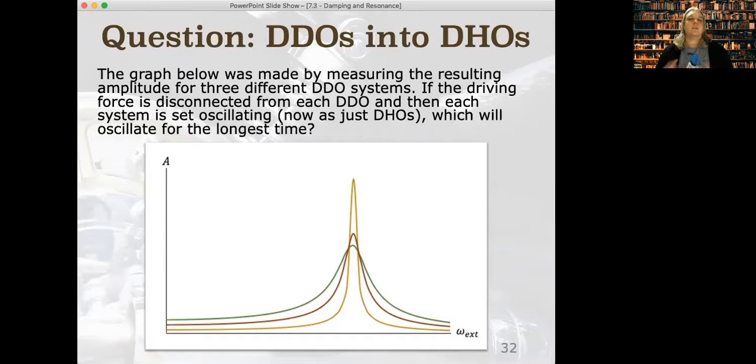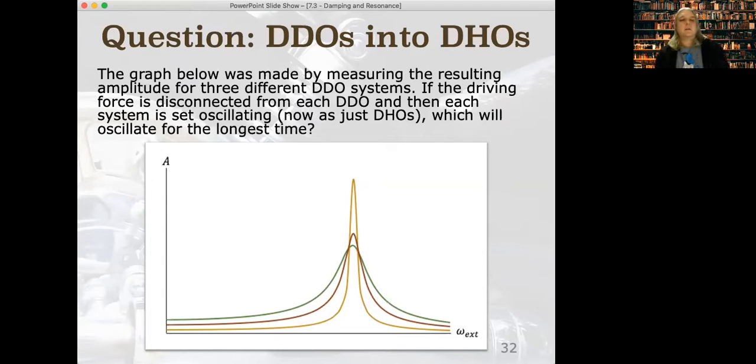Which of them is going to oscillate for the longest time? I'm just going to talk for a couple of seconds here to give you a chance to pause the video and have a think about it. Do try and answer the question yourself. Don't just rely on listening to me and going, oh yeah, that makes sense, because that won't help you understand if you know how to solve the question without my help. So have a go at it. Once you're ready, resume the video and see if you get the same conclusion as I do.